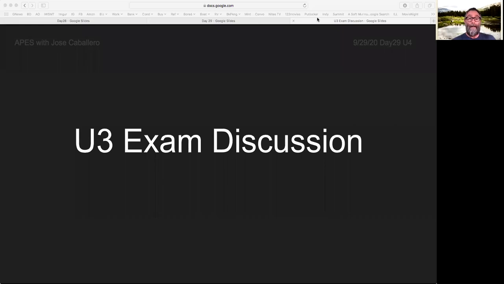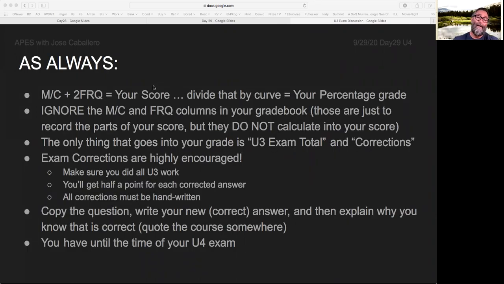Okay, hi. I want to go over the Unit 3 exam. You should have already seen your grades, I'm guessing. If not, I'll help you understand how to calculate them. Some general stuff: multiple choice plus double the free response is your score. You can divide that by the curve if you want to know your percentage.